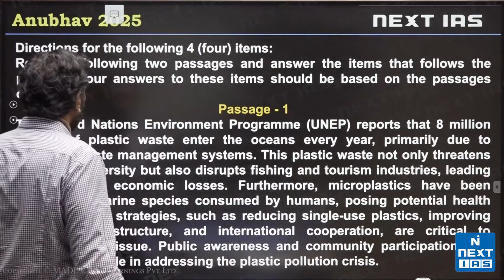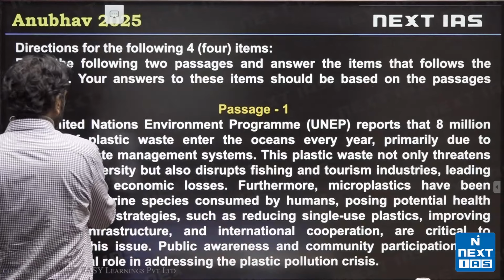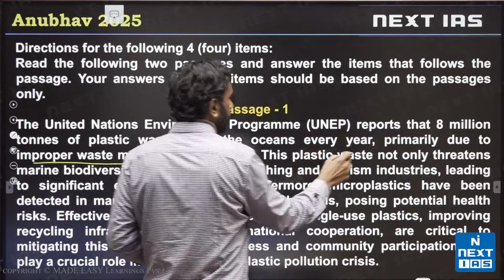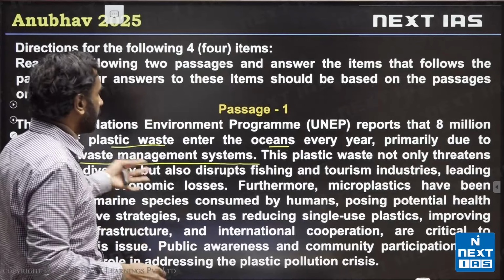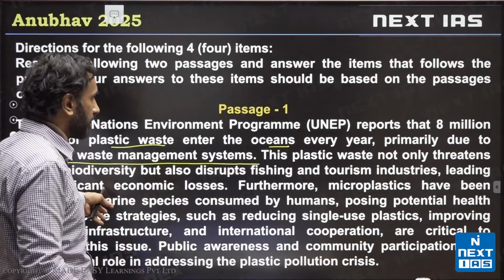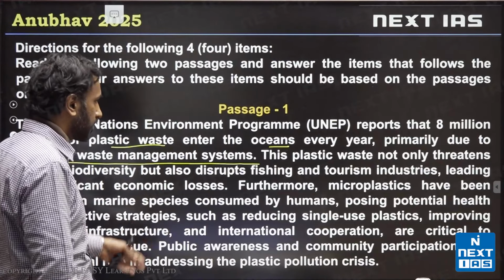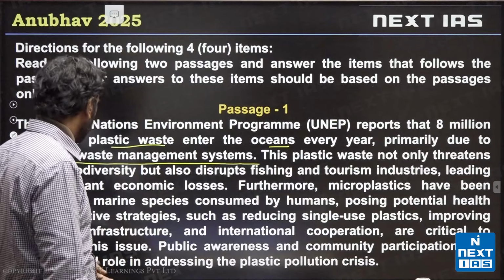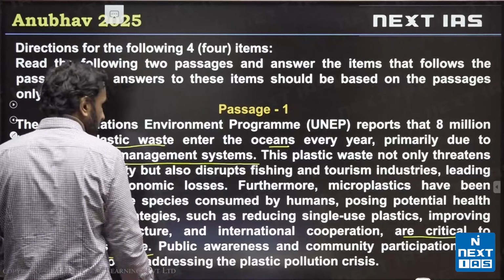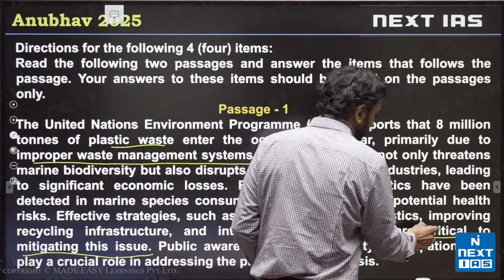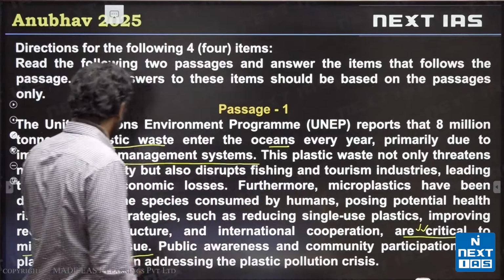Let's start with this. UNEP reports that 8 million tons of plastic waste enter the oceans every year, primarily due to improper waste management. So plastic waste threatens various things. It causes significant economic losses. Microplastics are a health risk. Effective strategies such as reducing single-use plastics and improving recycling are critical to mitigating this issue. So something is discussed as a definite solution, definite because they are critical. Critical here is used to say important, right? So they are important in mitigating this issue.